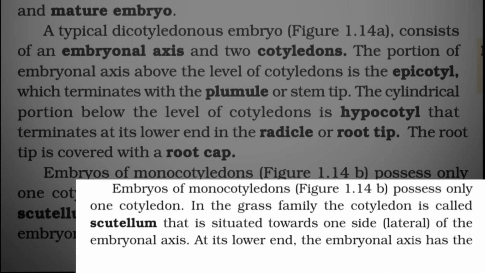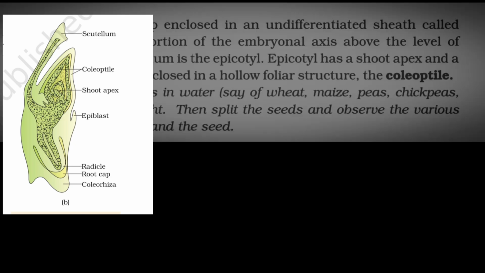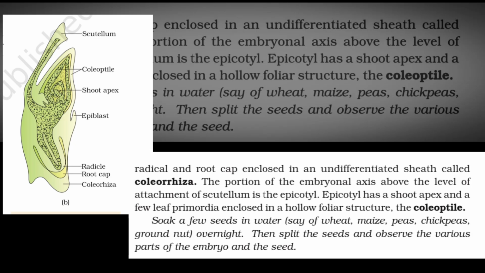Embryos of monocotyledons possess only one cotyledon. In the grass family, the cotyledon is called scutellum, that is situated towards one side, lateral, of the embryonal axis. At its lower end, the embryonal axis has the radicle and root cap enclosed in an undifferentiated sheath called coleorhiza.